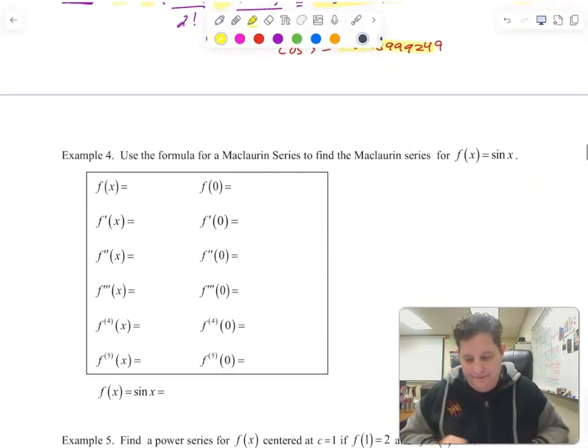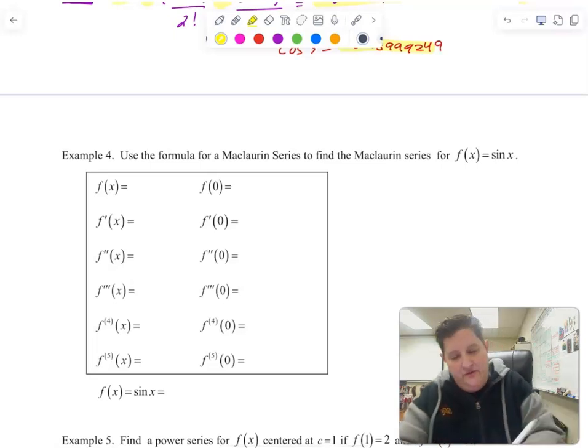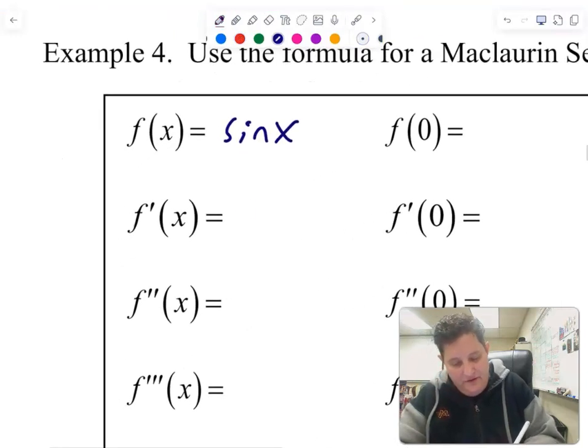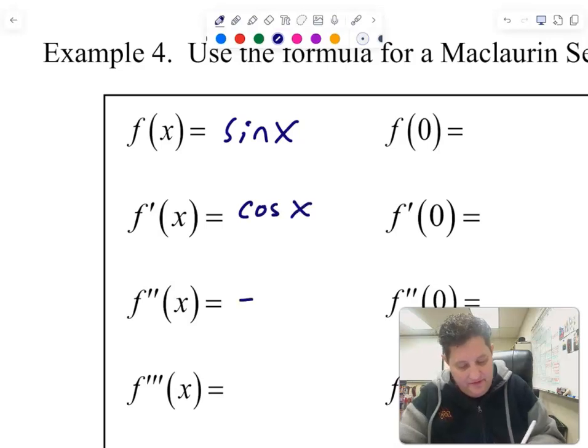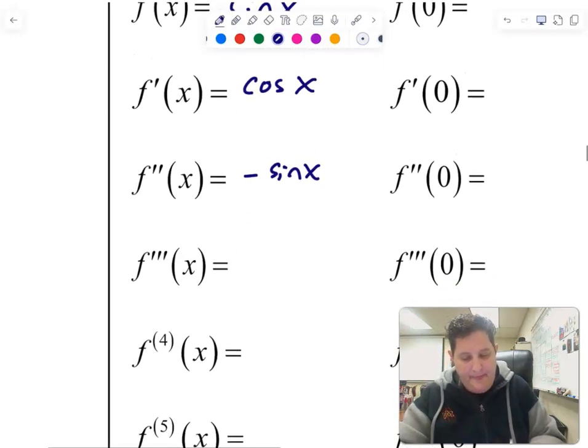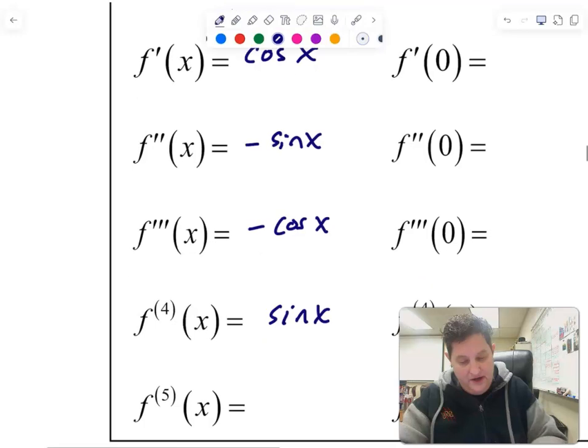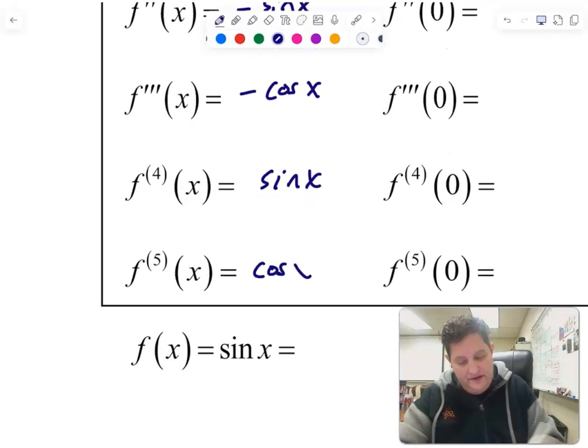So, okay, let's move on to this next one here, right? Okay, Maclaurin series for sine. Here we go. All right, let me start with, this is sine, and we need to do all my derivatives, okay? Derivative of sine is cosine. Derivative of cosine is negative sine. Derivative of sine is cosine. So that goes to negative cosine. Derivative of cosine is negative sine, so that goes back to positive sine.